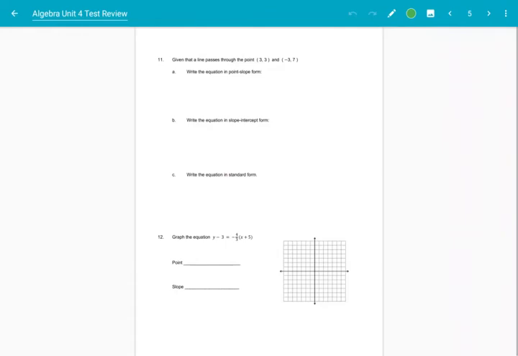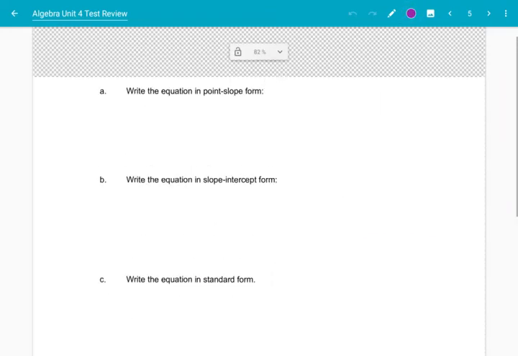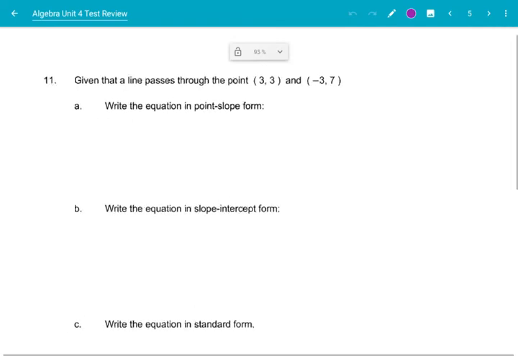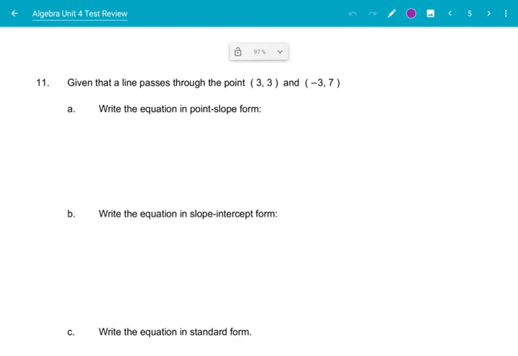On to page 5. What do we got going here? Let's see. Given that a line passes through those 2 points, write the equation in point-slope form. Well, we need to find the slope first. We have 2 points. We can do that real easy. Let's put it in a table. 3, minus 3, 7. Here's my 2 points.